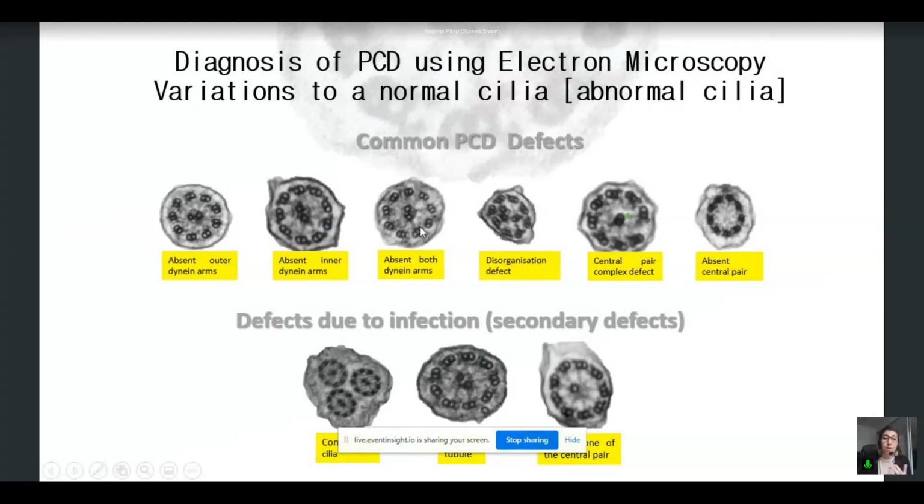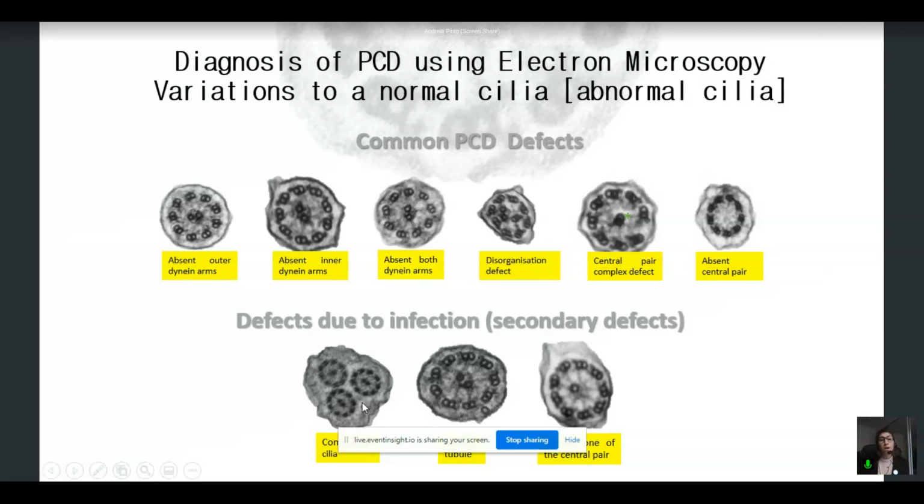In this one, you have absence of both. Then you might have disorganization, as I told you, of all these components inside. Everything looks like a mess. And then you have more subtle defects, like a translocation to the center of one of the doublets that mimics a central pair, but it's not, and the absence of the central pair. These are the most classic PCD defects. Those are the defects that actually classify a patient as having PCD.